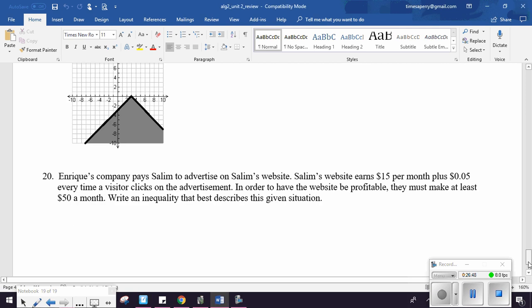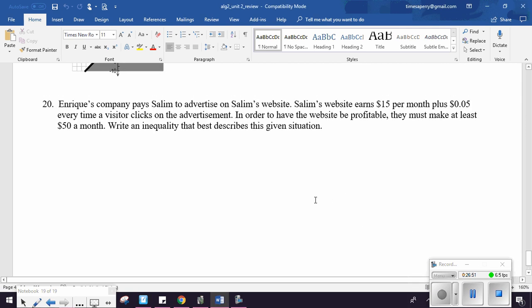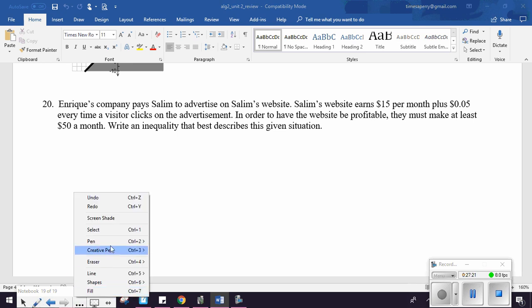And our last question. Enrique's company pays Salim to advertise on Salim's website. Salim's website earns $15 per month plus 5 cents every time a visitor clicks on the advertisement. In order to have the website be profitable, they must make at least $50 a month. Write an inequality that best describes this given situation. Okay, it's a lot going on so far.